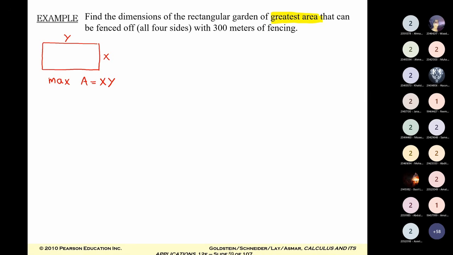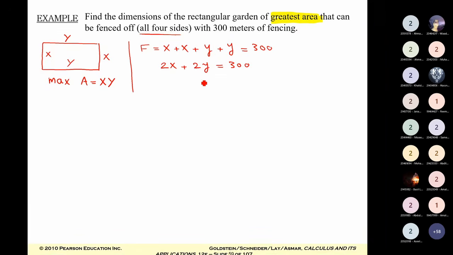So look at this, that can be fenced off on all four sides. We have how many sides in a rectangle? We have four sides, x, y, and x and y. Okay, with 300 meters of fencing. So the fencing equals x plus x plus y plus y, which must be equal 300. So 2x plus 2y equals 300.